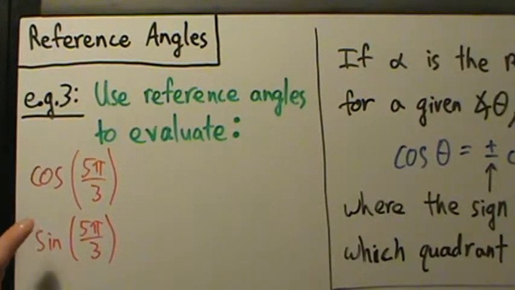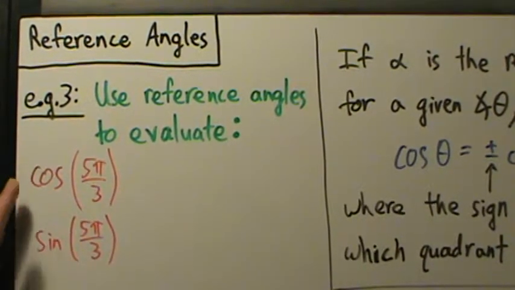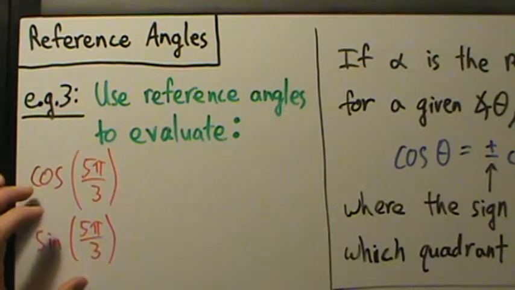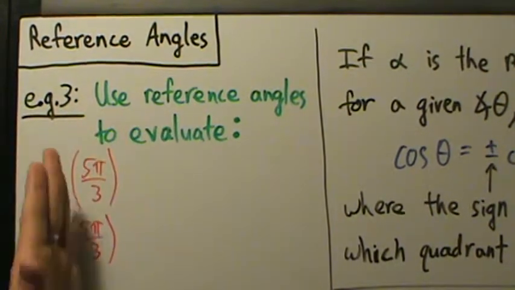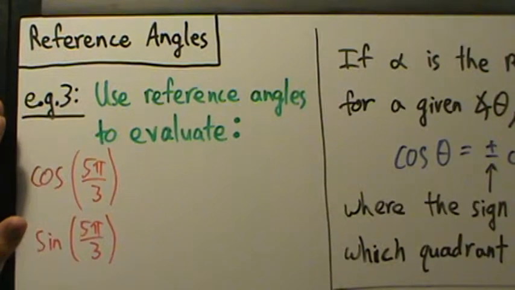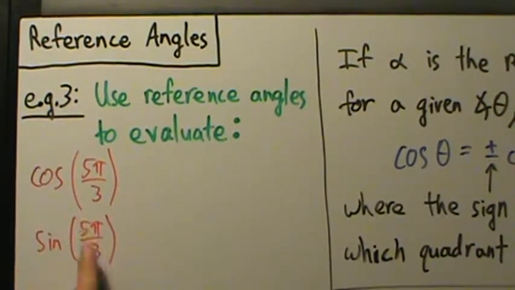Okay, here's example 3 with using reference angles to evaluate a trig function. So remember, the first step in this sort of thing is always find the reference angle. But just like in examples 1 and 2, we actually already found the reference angle in an earlier video. So we're not going to go through that process again.